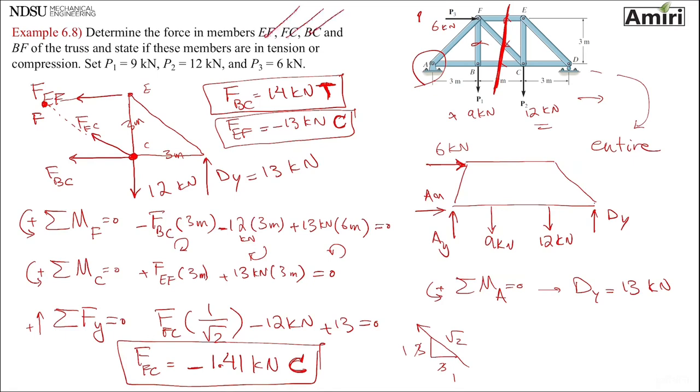I have BF. Now I have two options. I can draw a free body diagram of point B or point F. I'm going to pick point B. Can you guess why? Because all the forces at point B are either in Y or X. I don't want to deal with components. So let's draw a free body diagram of joint B.